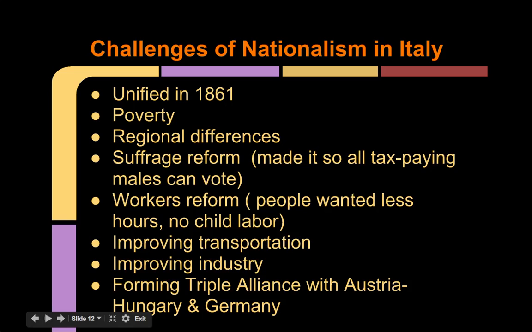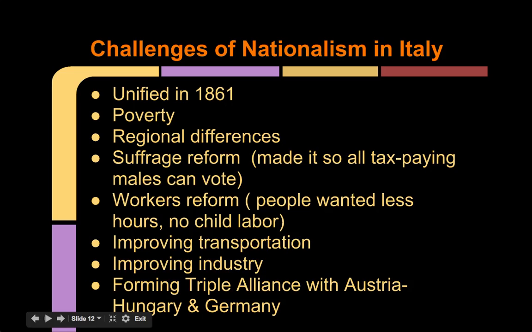Workers' reform. People wanted to work less hours, and they didn't want child labor. They improved transportation, they improved industry, and also they're going to form the Triple Alliance with Austria-Hungary and Germany. What you understand about alliances is that the Triple Alliance will be established in the 1800s. Later in the 1900s, you'll get the Triple Entente.